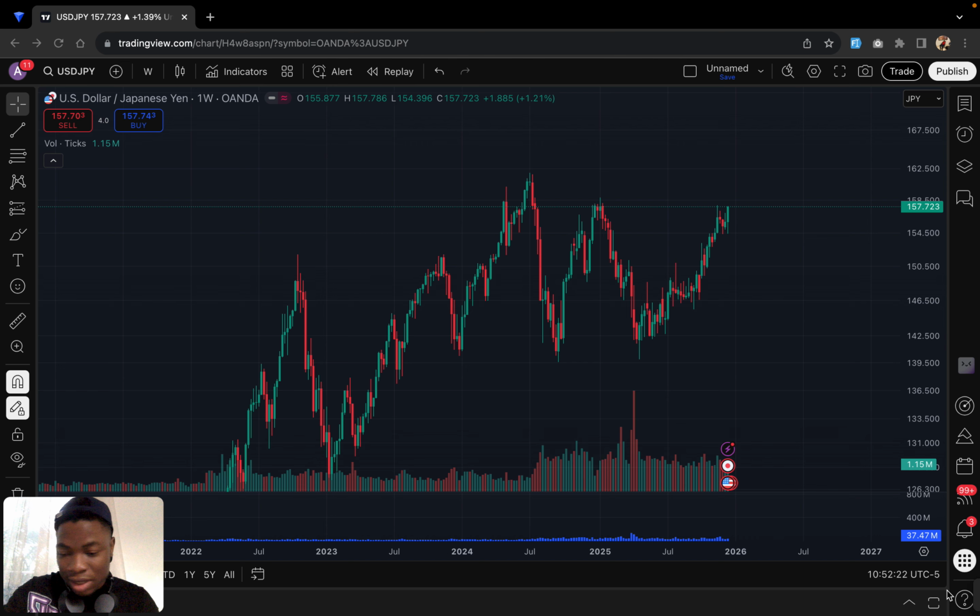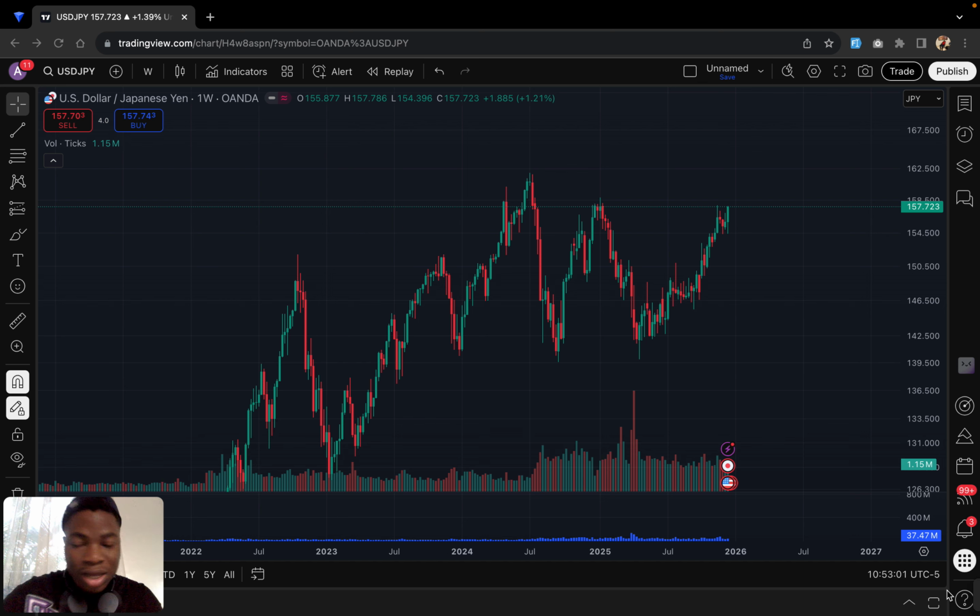To start with, as I said, I do my top-down analysis. I start with the weekly time frame, move to the daily time frame, and then move to the 4 hour time frame. If I want to take a trade, I then move to the 15 and 30 minute time frames. But to start with, we saw that last week there was a bullish movement in the market. The market was really bullish, and I believe there was up to 200 pips of movement on the USDJPY. This is your weekly time frame.